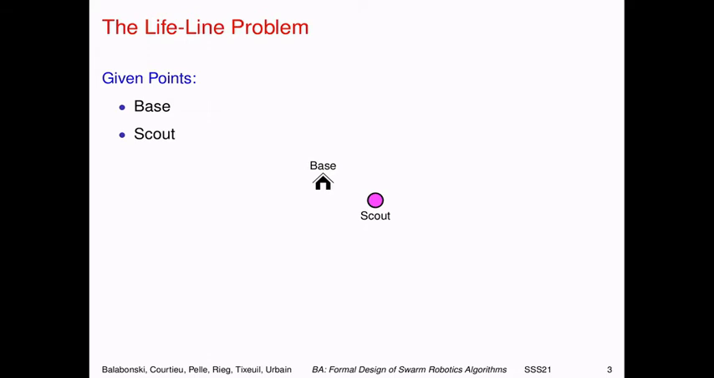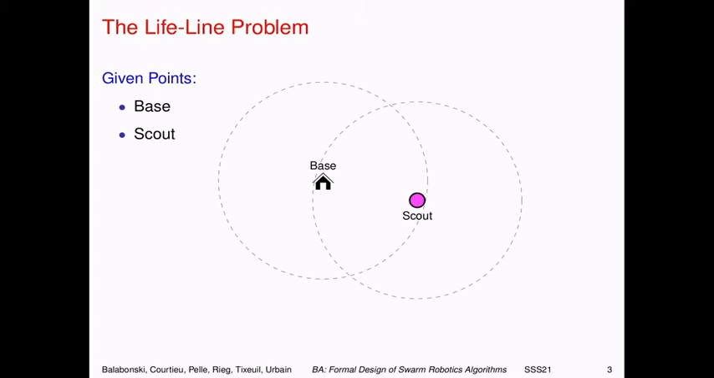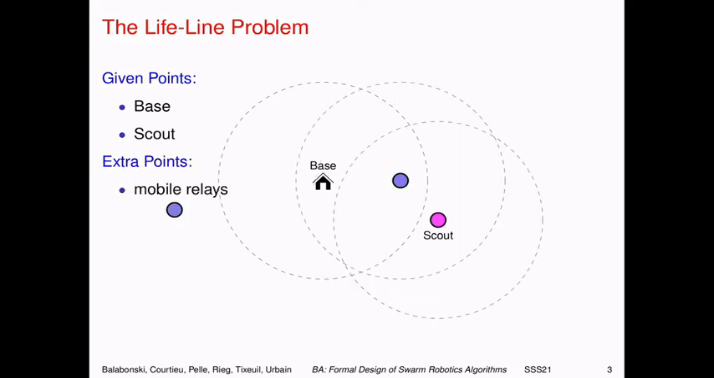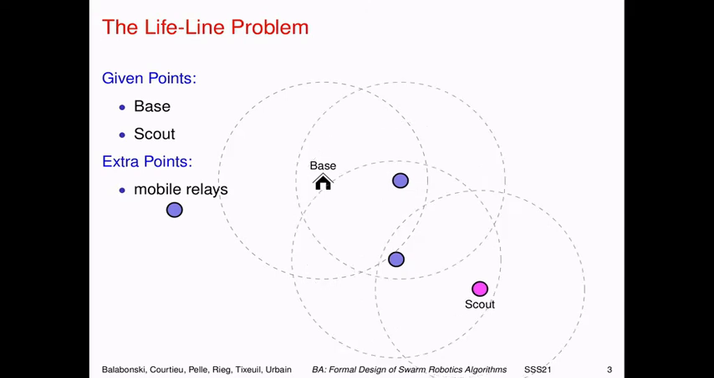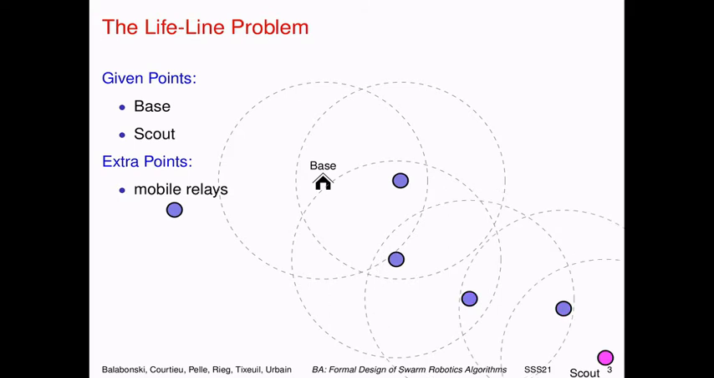We initially have a fixed base and the scout, and the scout moves in space. At some point, it may reach the limit of the transmission range of the base, and to be able to move further away, we need a way to forward communication. We do that by using mobile relays that will serve precisely as transmitters between the base and the scout. And as the scout moves, so does the relay, but at some point, in order to move further, you'll need to introduce a second one, and so on and so forth. And the invariant you want to preserve is that there is always a path of connection that links the base to the scout.